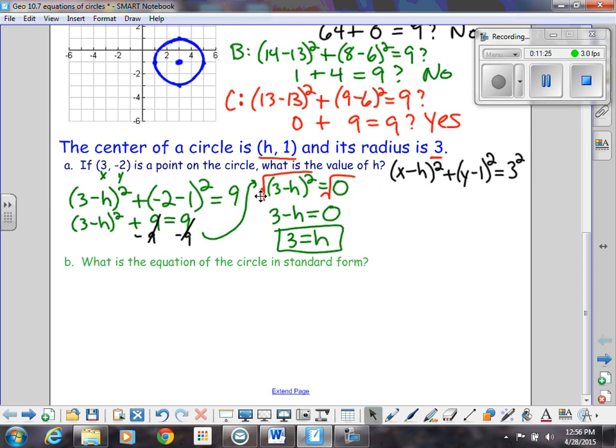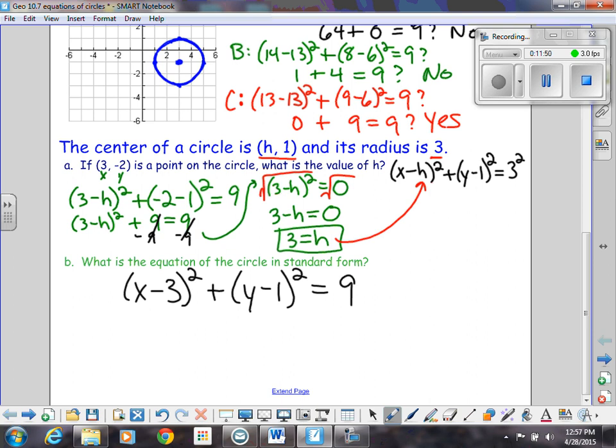So that one was a little different than the ones we have been doing, but it's not too bad. We can still do all that. And now it says down here, what is the equation of this in standard form? So now that we know h, let's go ahead and plug that into our equation. So we're going to have x minus 3 quantity squared plus y minus 1 squared equals 9.